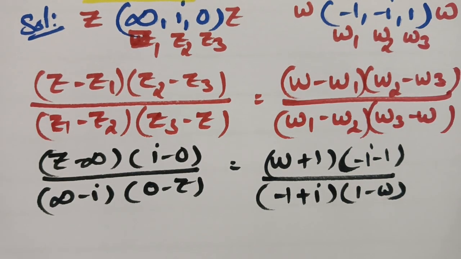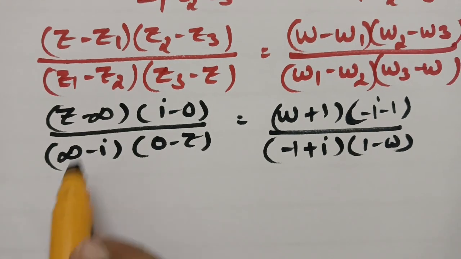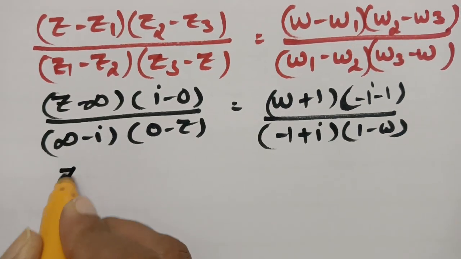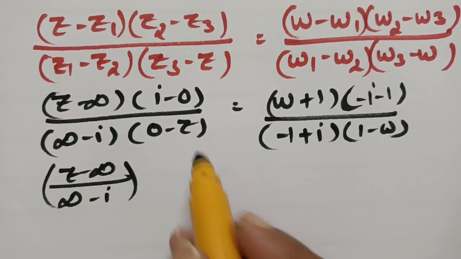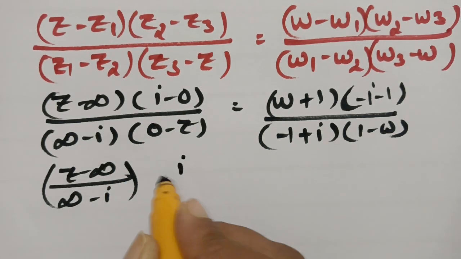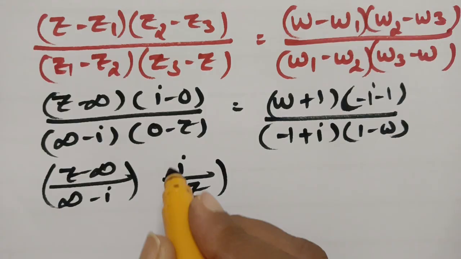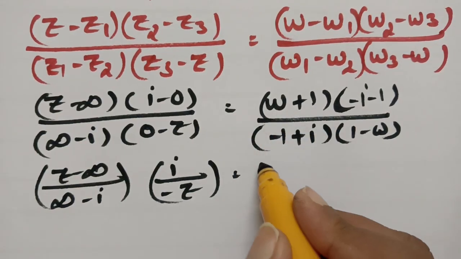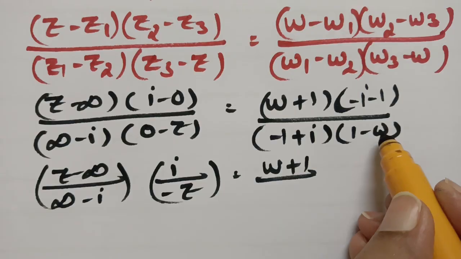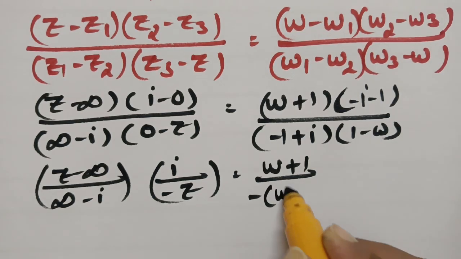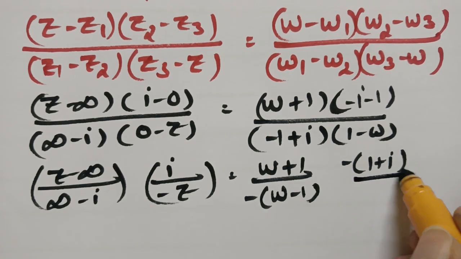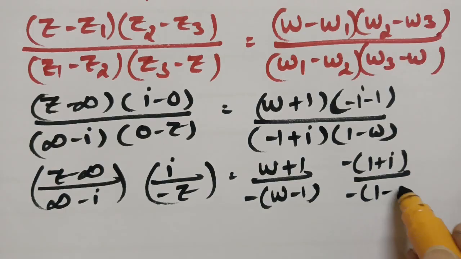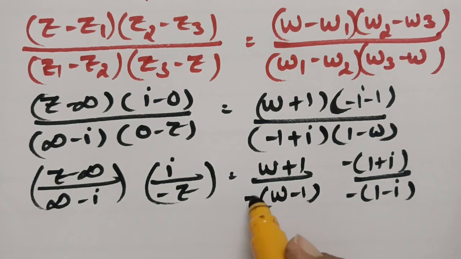Here if you consider, I'm taking this Z minus infinity, this is infinity minus I at one side. This is I minus 0, which is I, and this is 0 minus Z, which is minus Z. And here if you consider this one, this is W plus 1. I want W to be positive, so I'm taking minus W minus 1, and here I'm taking minus common. So this is 1 plus I here, and if I take minus common, this is 1 minus I. So I simply cancel all these values.